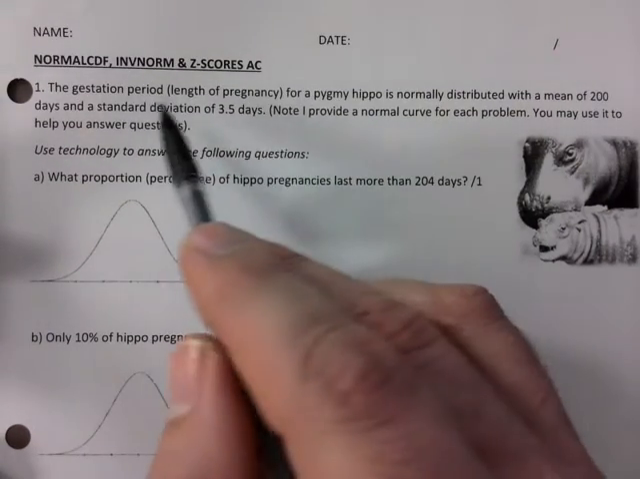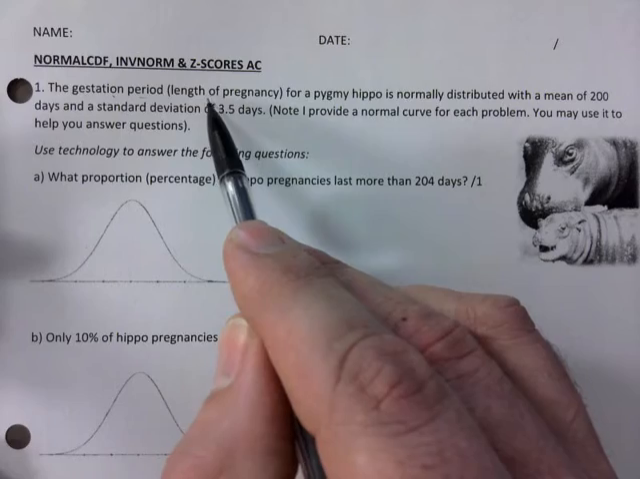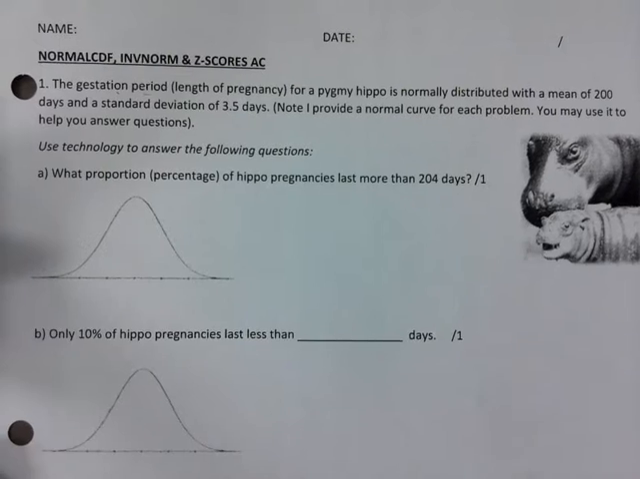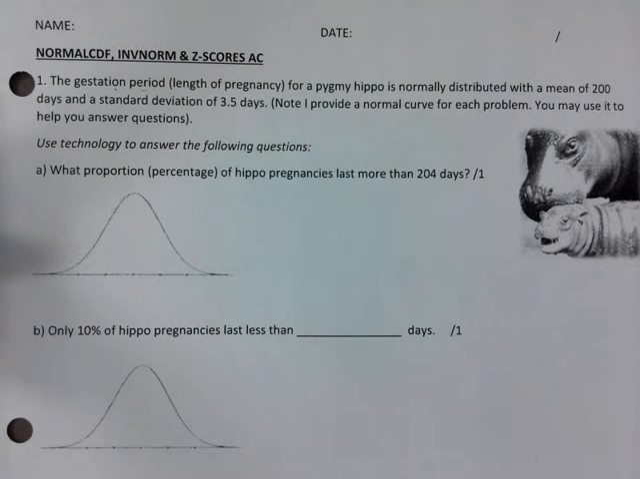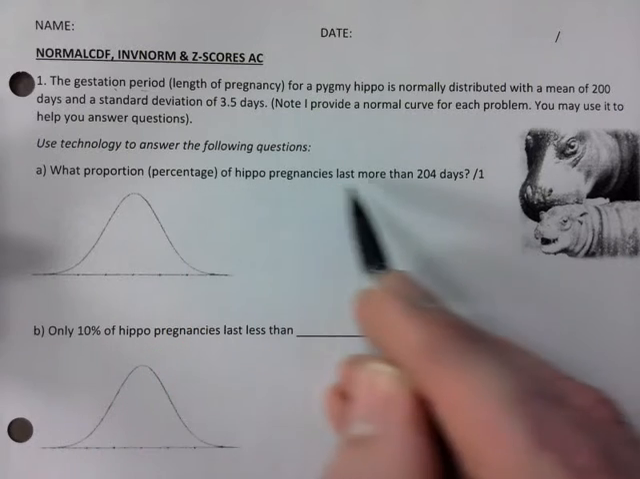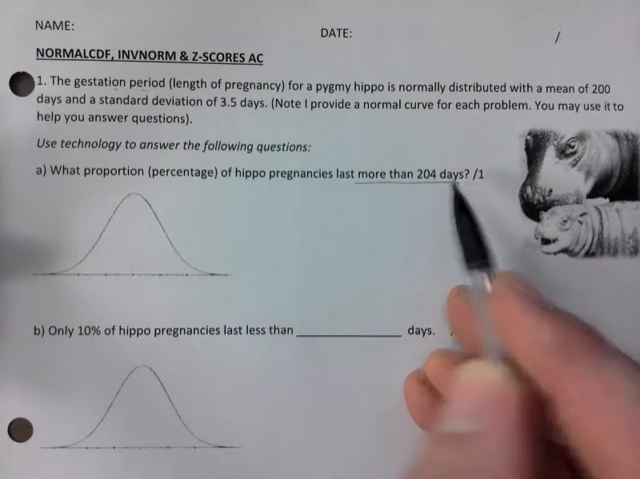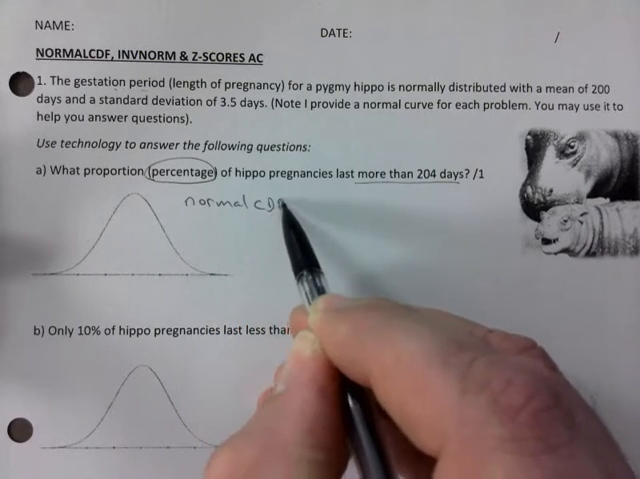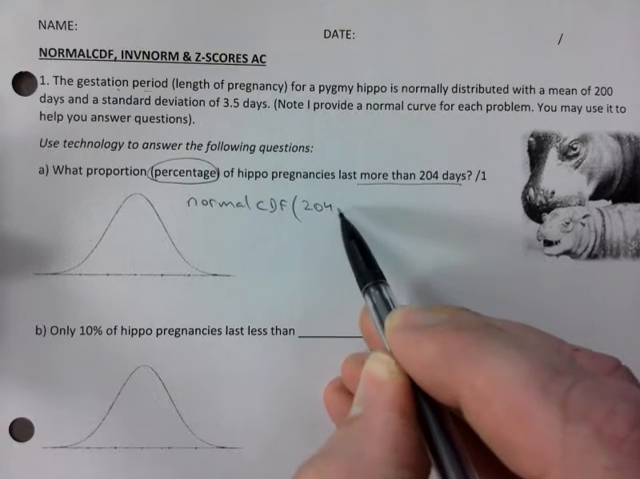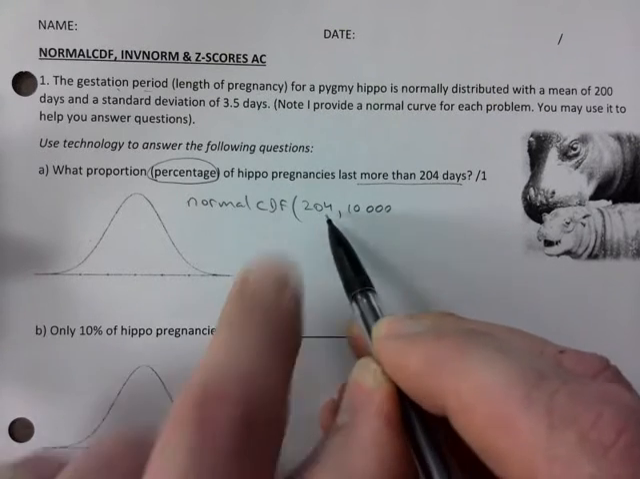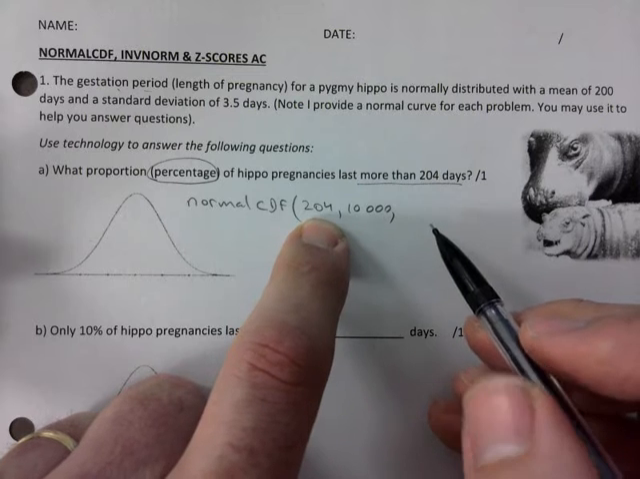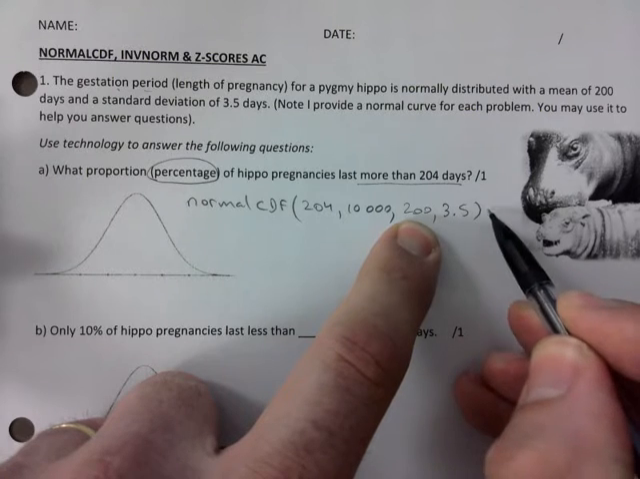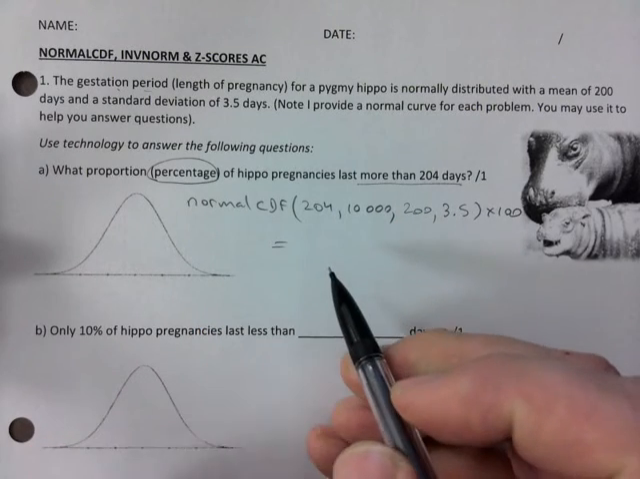Okay, so we have a gestation period for hippos, the length of pregnancy. We have our 200 mean and 3.5 standard deviation. What proportion or percentage of hippo pregnancies last more than 204 days? Because it's saying percentage, it's normal CDF. And more than 204, so we're thinking 204 is our lower boundary. Then we enter our mean and our standard deviation, and we multiply that by 100 to get our answer.